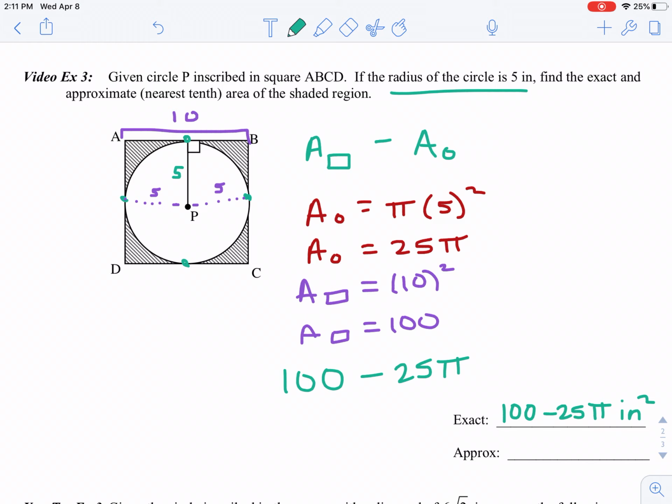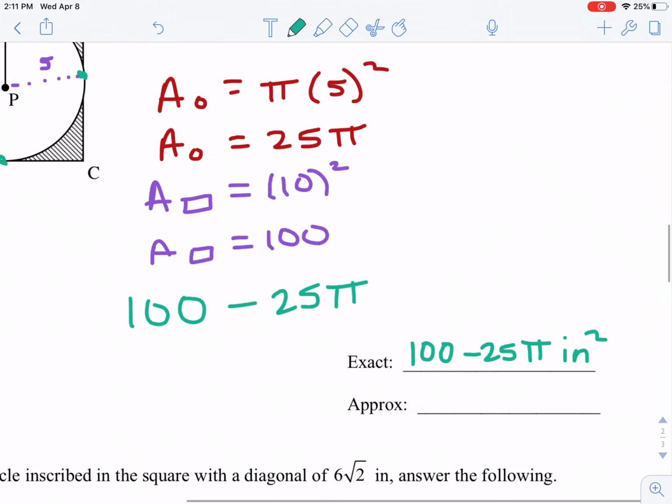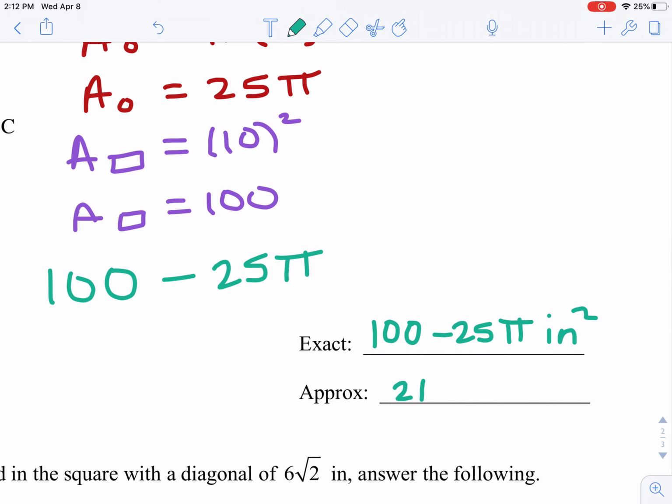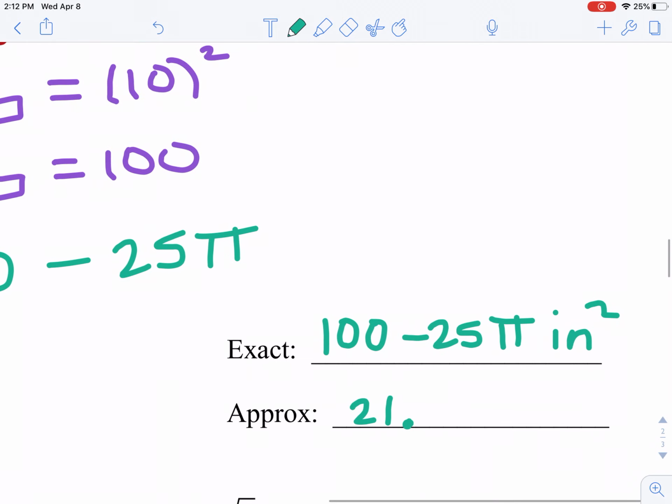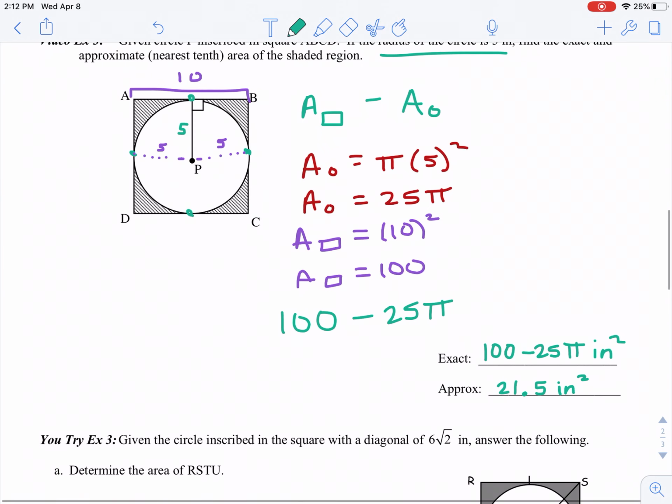Now, if I want the approximate answer, I can type that into my calculator and get 21 point, and what do we have to round to? Nearest tenth, so 21.5 inches squared.